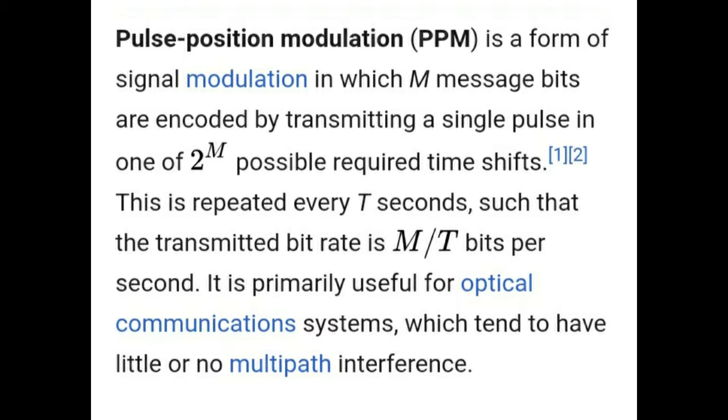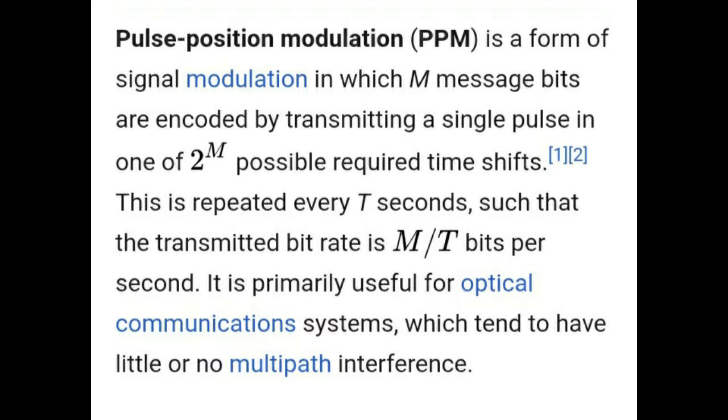There is one more important point regarding PPM. It is a form of signal modulation in which M message bits can be encoded by transmitting a single pulse in one of the 2 to the power of M possible required shifts. For example, I will transmit 4 bits. That means M is equal to 4. Therefore, how many possible time shifts will be present? 2 to the power of 4, 16. At every T seconds, such that the bit rate will be M by T. For example, I will consider T as 1 second. So, 16 by 1, that is 16 bits per second.